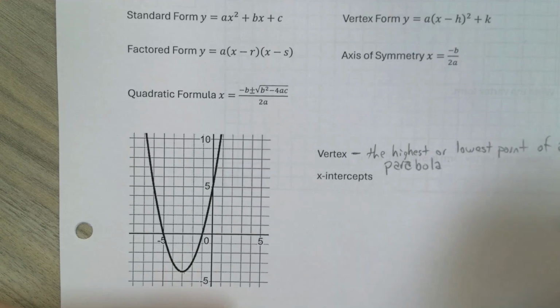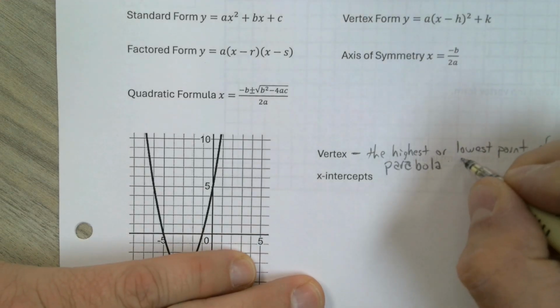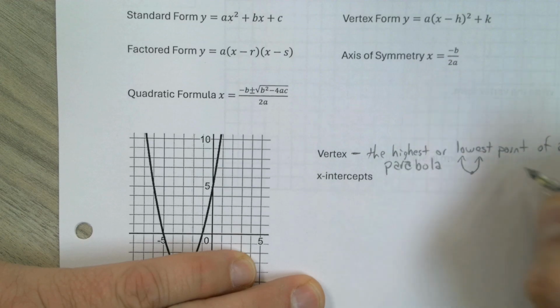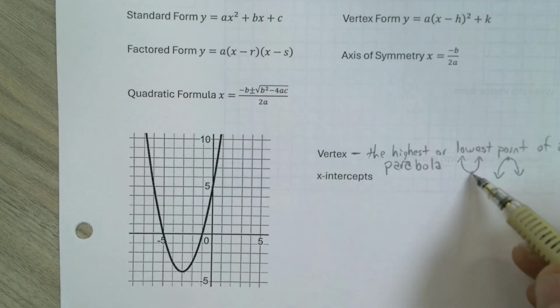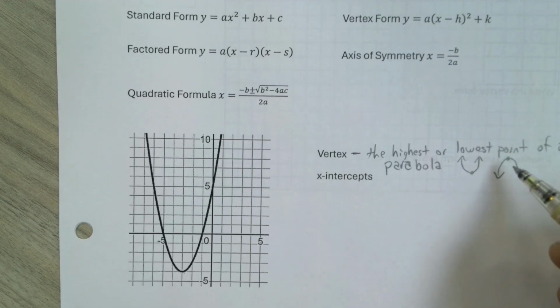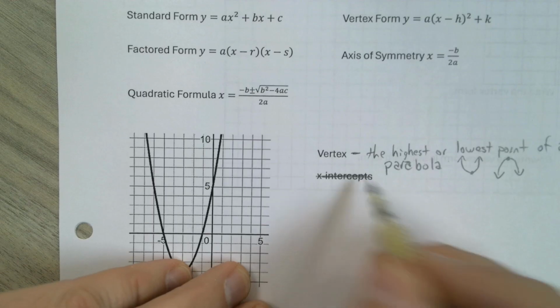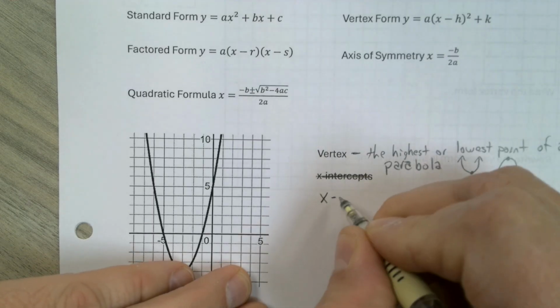You can have parabolas that open downwards. So I'm going to just draw a little parabola here, put a dot. So that would be the vertex there. And if the parabola opens downward, then you'd have a point here. And so the vertex is just this highest or lowest point on this. I'm going to cross this out a little bit, and we'll put x-intercepts right here.